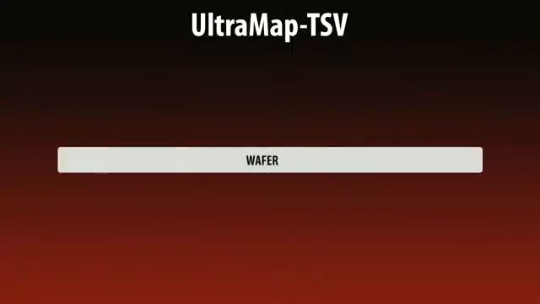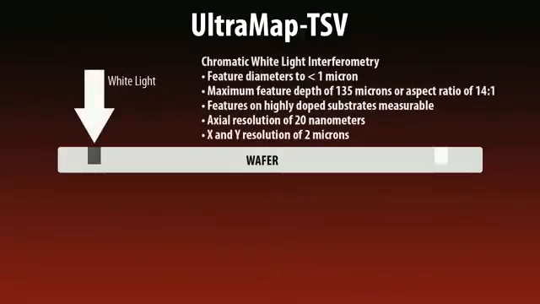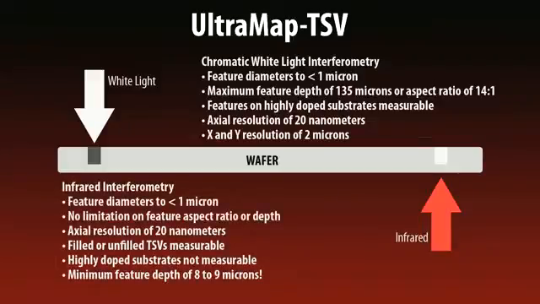The unique flexibility of the UltraMap-TSV comes from incorporating two complementary measurement technologies on the same platform. Characterization from above the wafer is ideal for characterizing features down to 1 micron across that are produced on top of conducting substrates, or for measuring shallow trenches less than 10 microns deep. Characterization through the bottom of the wafer is superb for measuring TSV or deep trench features that are extremely deep or have very high aspect ratios.